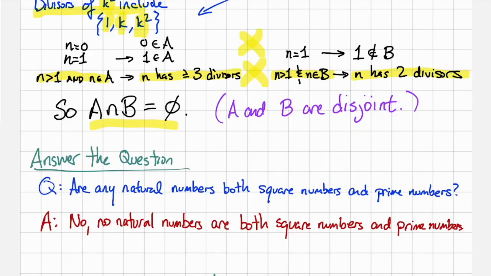So we then translate that into English and we say, the answer to the question, are any natural numbers both square numbers and prime numbers, is no. No natural numbers are both square numbers and prime numbers.